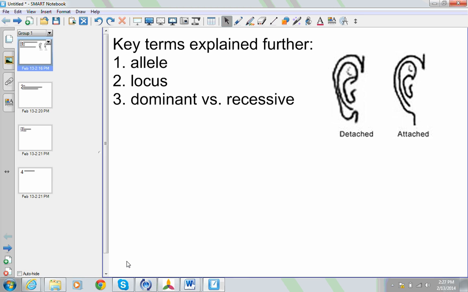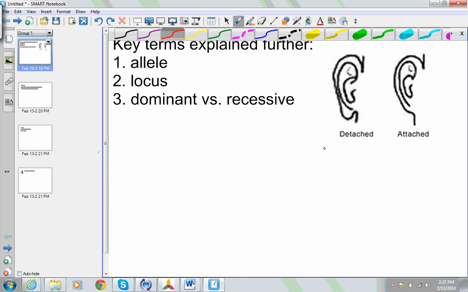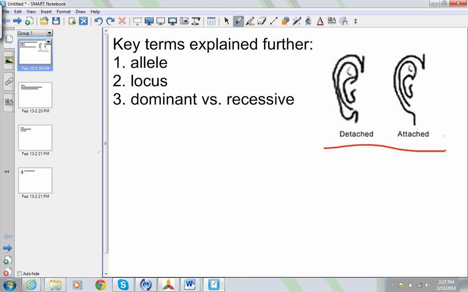Okay, so for example, if the gene that we're looking at codes for whether our earlobes are attached or detached, like you see in this picture here, then maybe you have attached earlobes or maybe you have detached earlobes. So maybe go ahead and look at this picture and see which one of these you think you have. You can also look at your parents and see if you look like them.